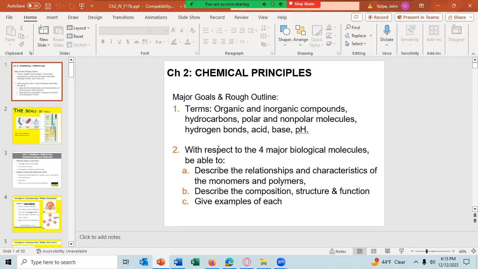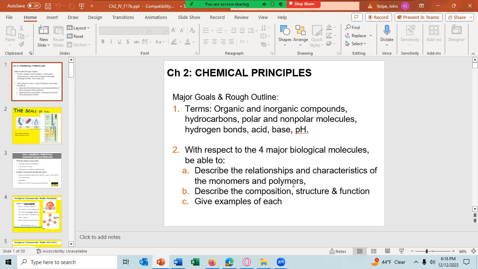You should know what organic and inorganic compounds are. Organic compounds can be hydrocarbons or another organic compound. With respect to the 4 biological molecules, be able to describe the relationship and the characteristics of the monomers and the polymers, which are found in, as far as I know, all carbohydrates, all proteins, all nucleic acids, but only some of the lipids have monomers and polymers.